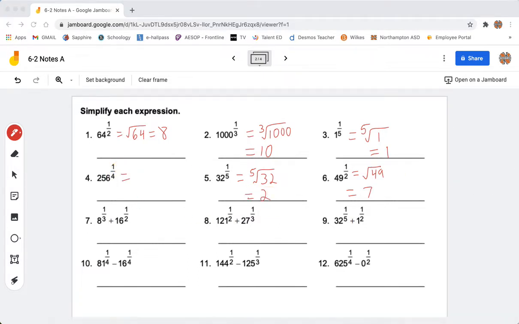256 to the 1/4 is going to be the fourth root of 256. So that's going to be 4. All right, 8 to the 1/3 is 2. The cube root of 8 is 2. Square root of 16 is 4. So we had 2 plus 4 is 6. Square root of 121 is 11. 27 to the 1/3 is 3. So it's going to be 14.